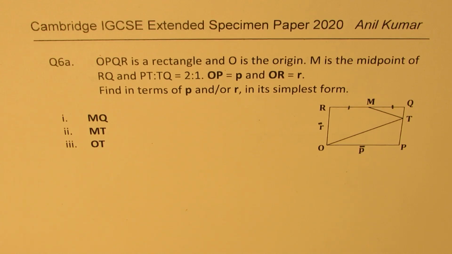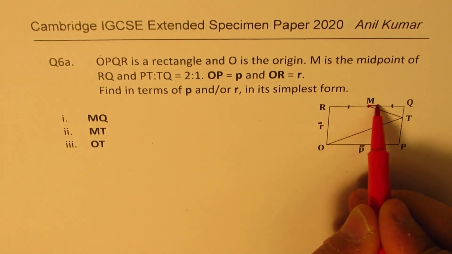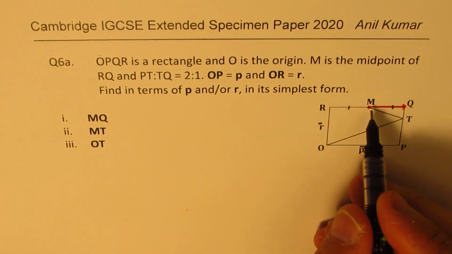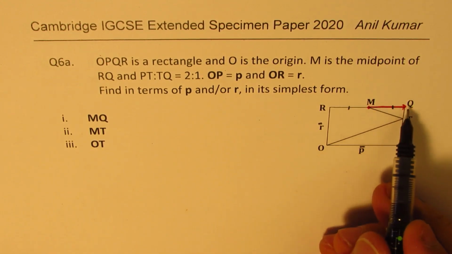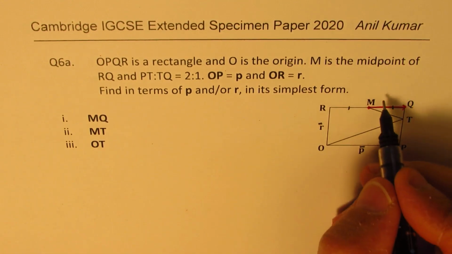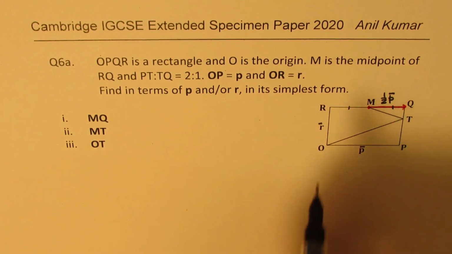Now this question is based on vectors. So the first thing we need to find is M to Q. It is very clear that M to Q is parallel to OP, and it is also half of OP. So this is half of p, correct? So that is what it is.